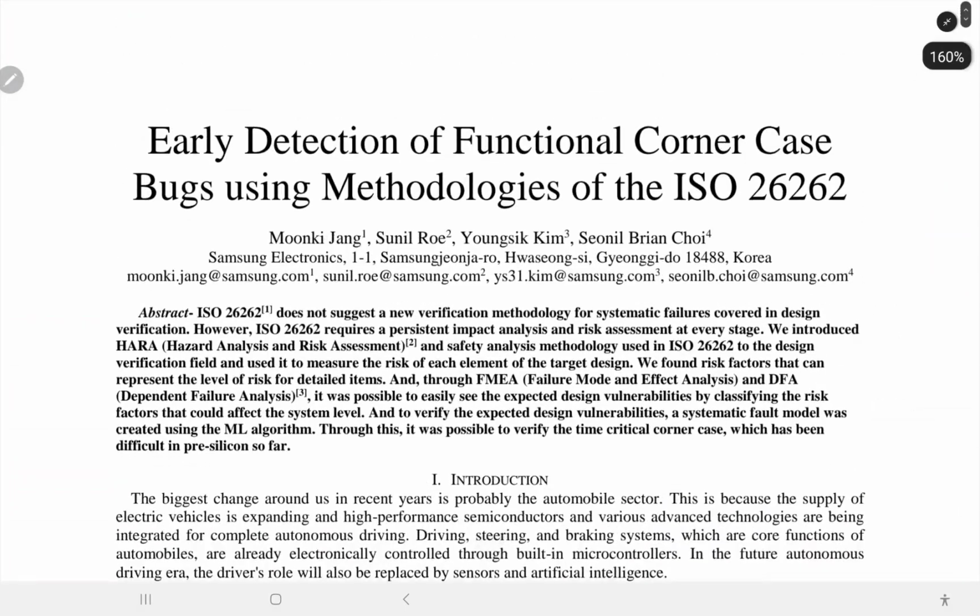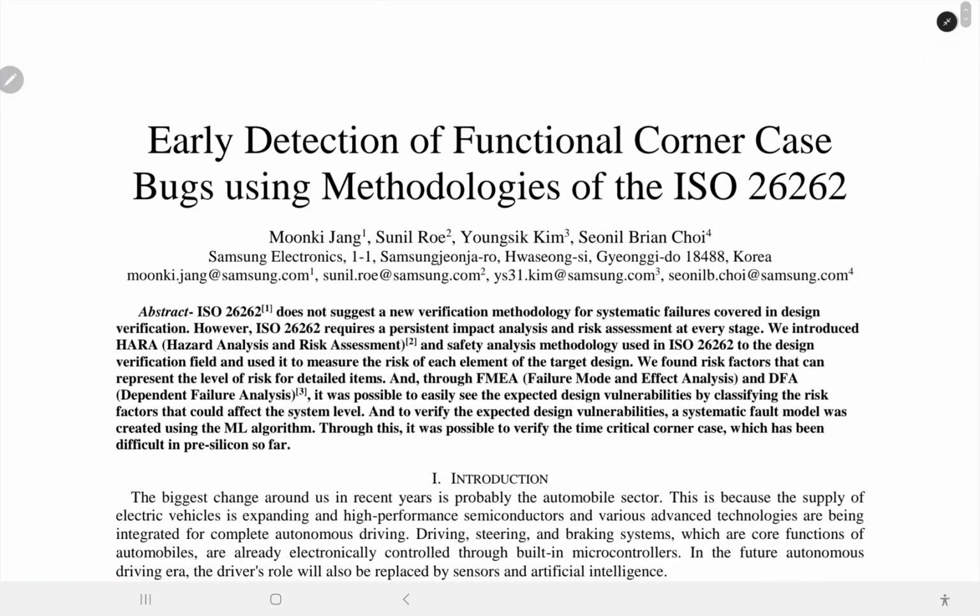Today, I read the DVCon paper, Early Detection of Functional Corner Case Bugs Using Methodologies of the ISO 26262.